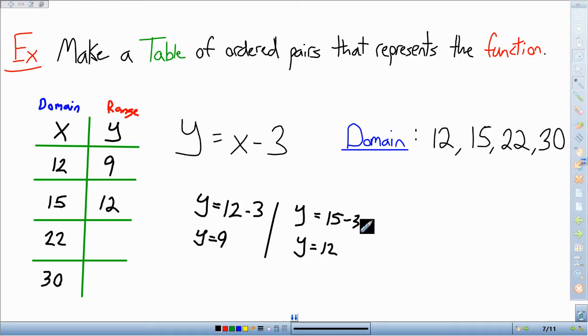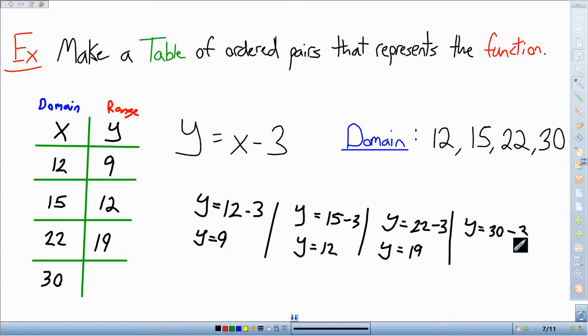All right, next one here, 22 for x. So y equals, I'm plugging in 22, so I'm getting 22 minus 3. That means when I plug in 22 for x, I'm getting 19 for y. Okay, and last one, plugging in 30, y equals 30 minus 3. When I plug in 30 for x, it looks like I'm getting 27 for y.